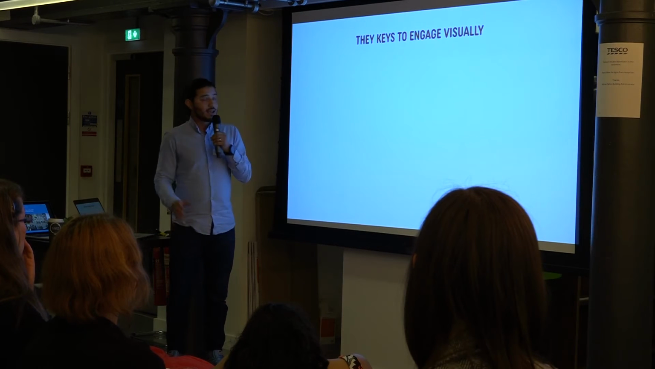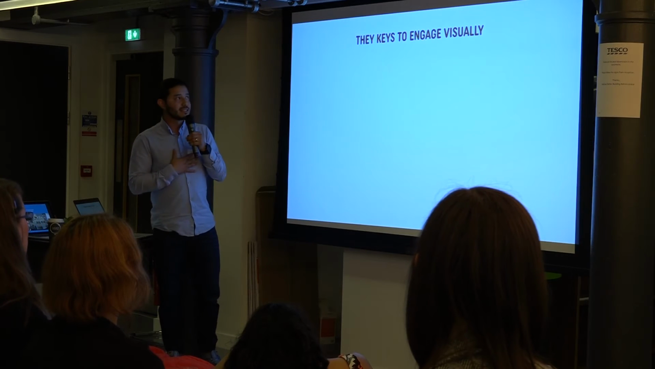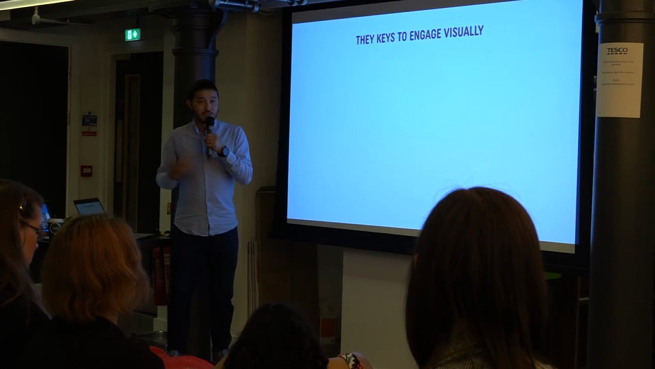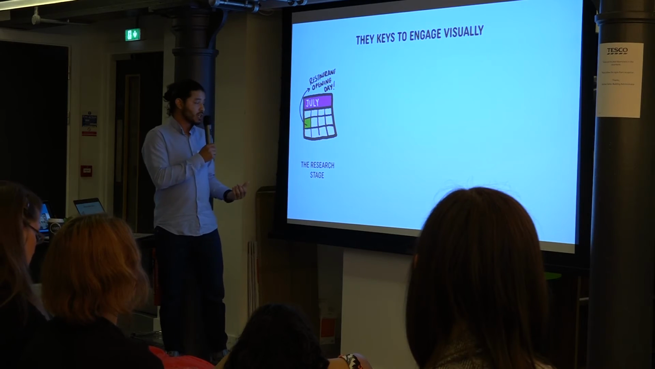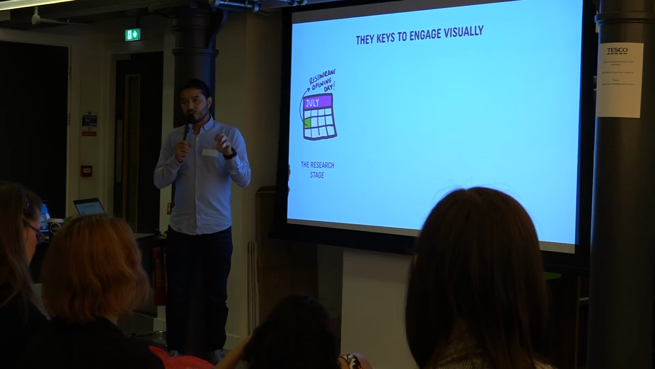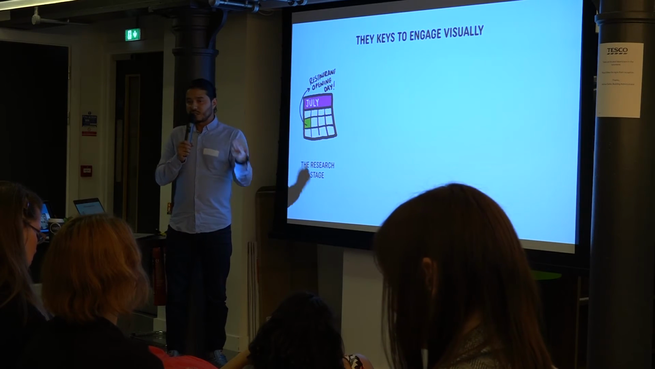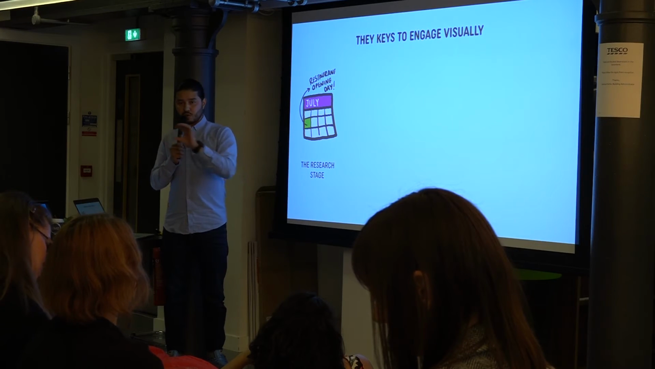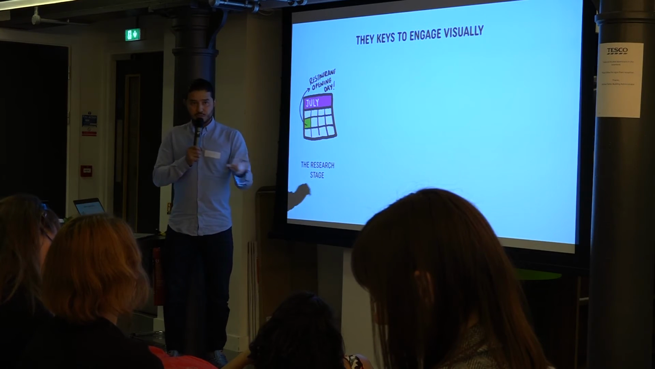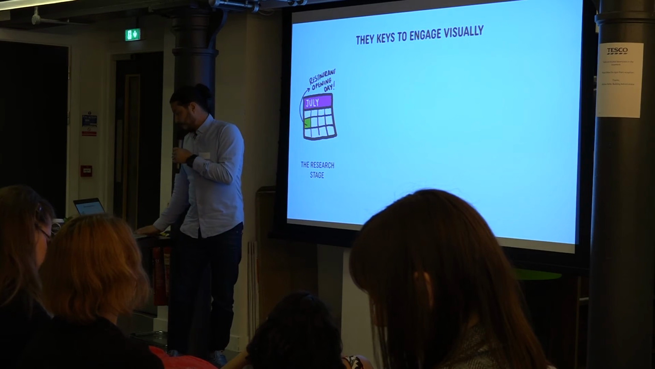And finally, just to sum up, this is what for me the keys to engage visually are. So one is the research stage. Is not knowing exactly at what part of the research you are. So the visualization is not going to be the same if you do it for a participant than if you do it for a client. So it's almost like who you're going to cook for. Is it the participant, is it the restaurant owner, or is it the stakeholders?